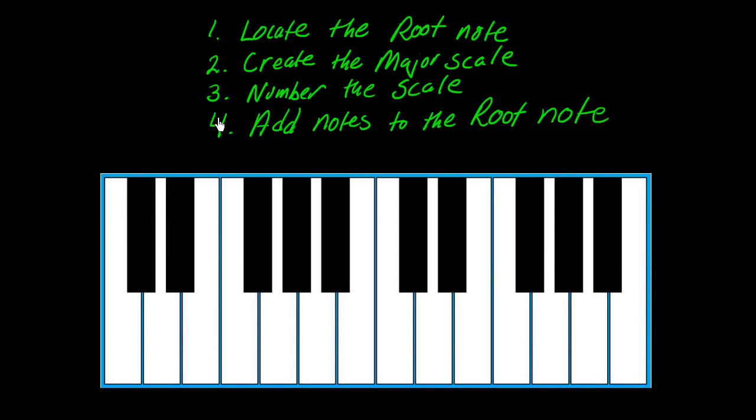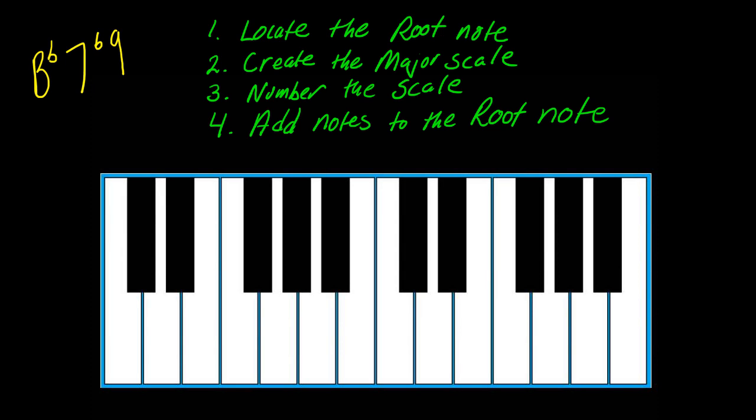So let's put a kind of a complex one here. What if we were to go and play B flat 7 flat 9 chord. Now, as complex as that sounds, you can decode it using these 4 steps.